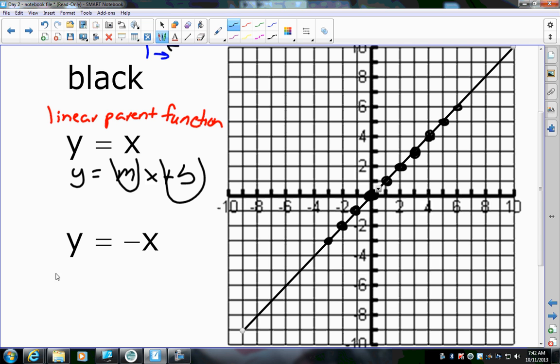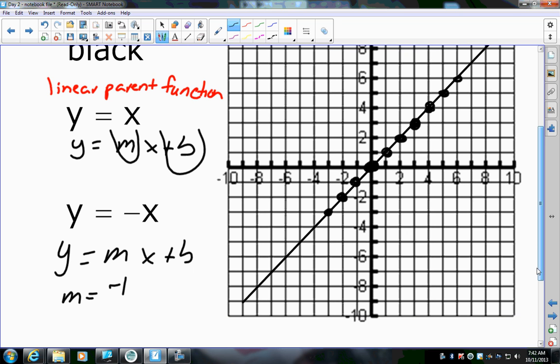My next line says y equals mx plus b. What's m this time? M is -1 because it's a negative x. My b, again, there's no number added or subtracted, so it's 0. Now, take the -1 and make it into a fraction, -1 over 1. And I'm going to go down 1 to the right 1. So you're going to start at 0, 0 again. Down 1 to the right 1 and put a dot. Down 1 to the right 1, put a dot, and keep going.